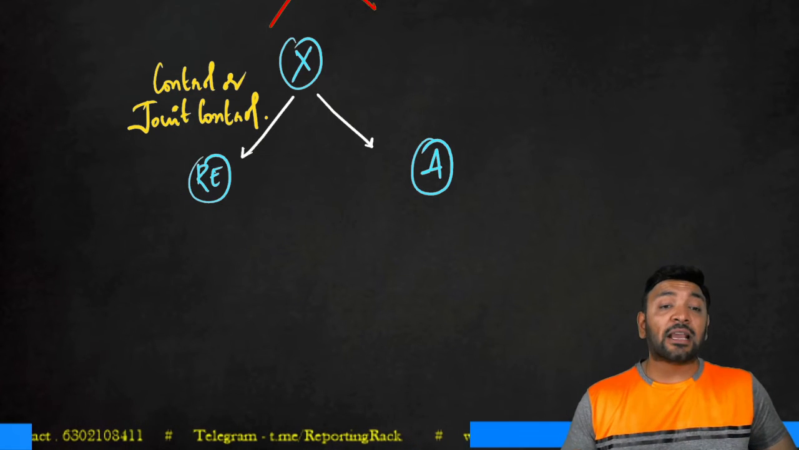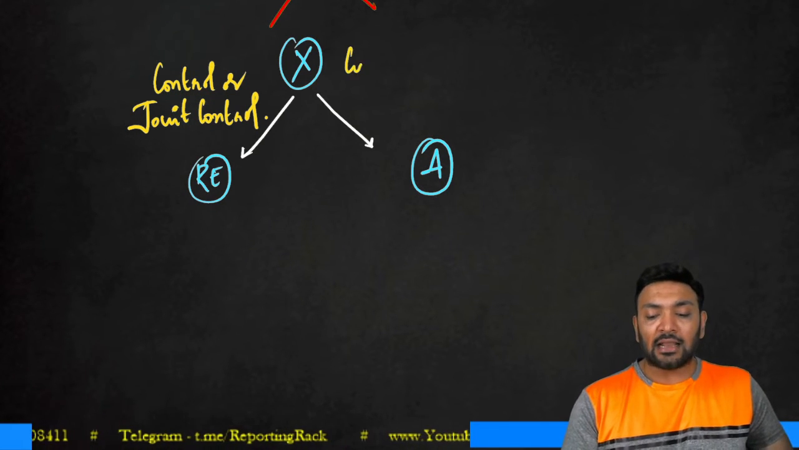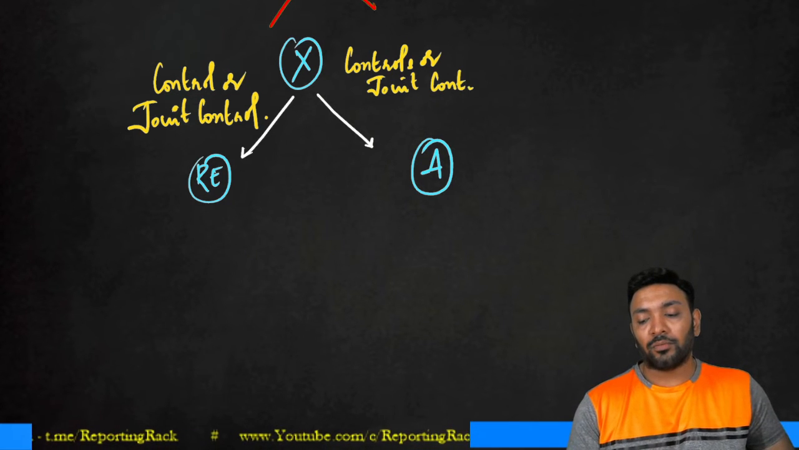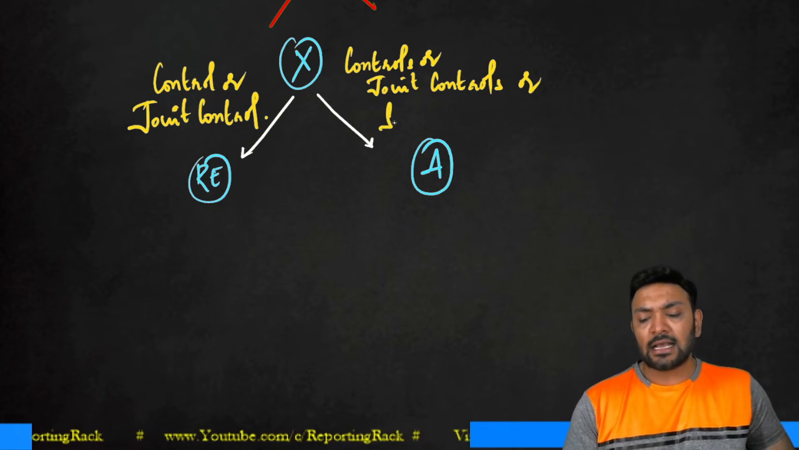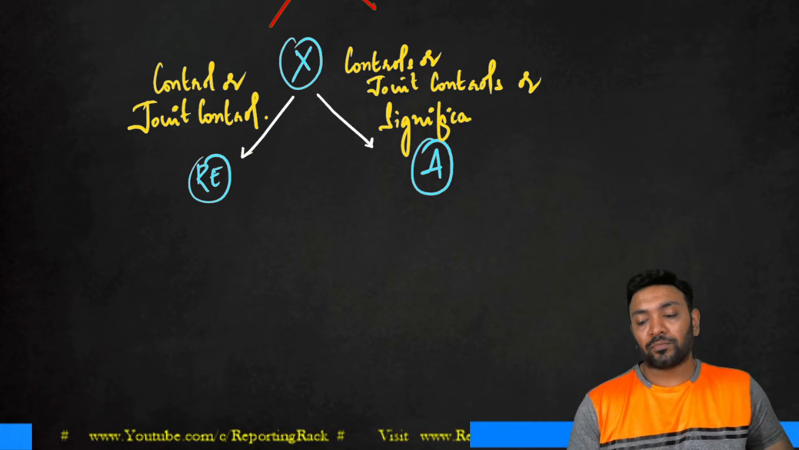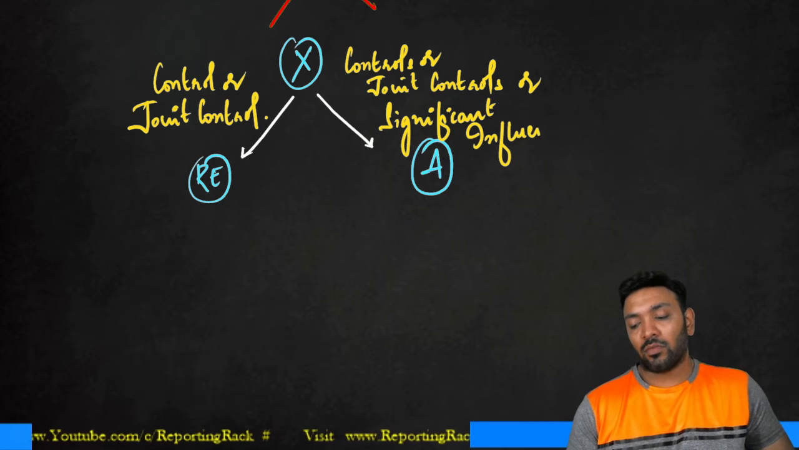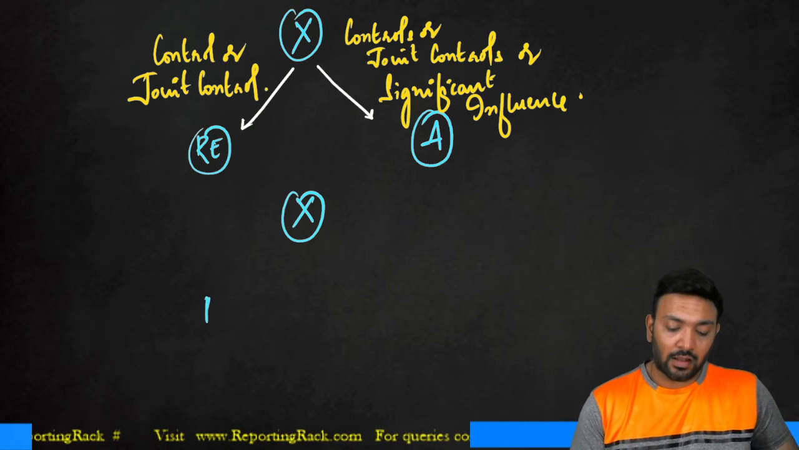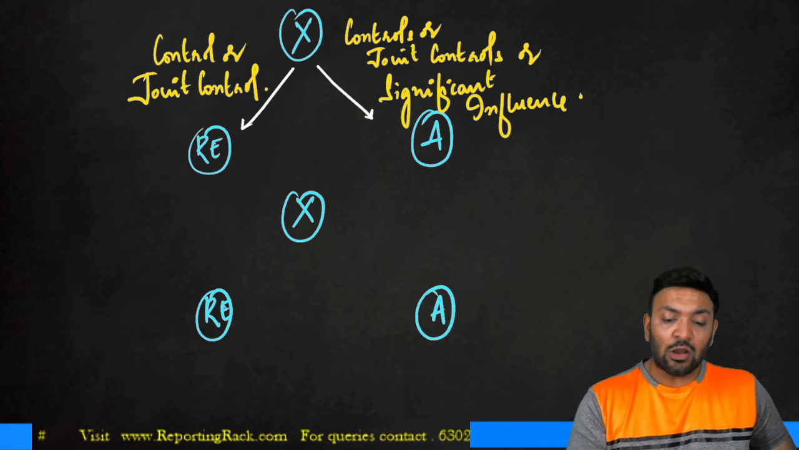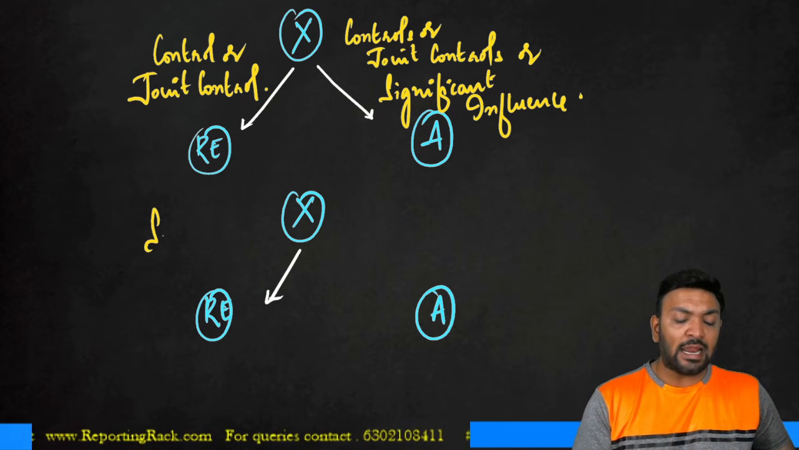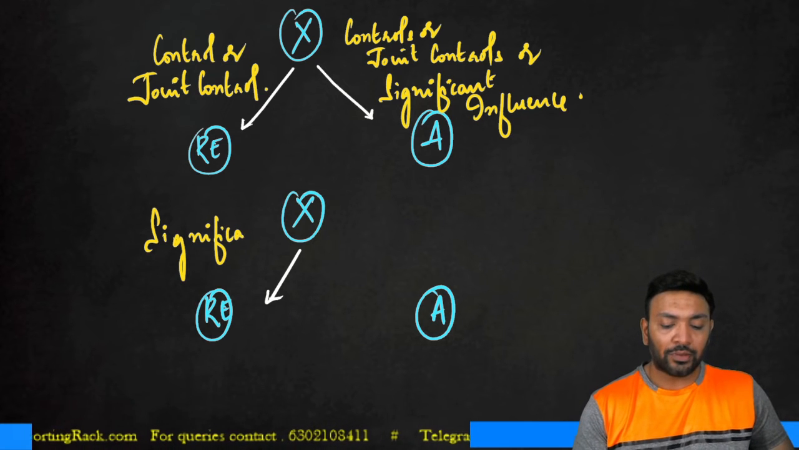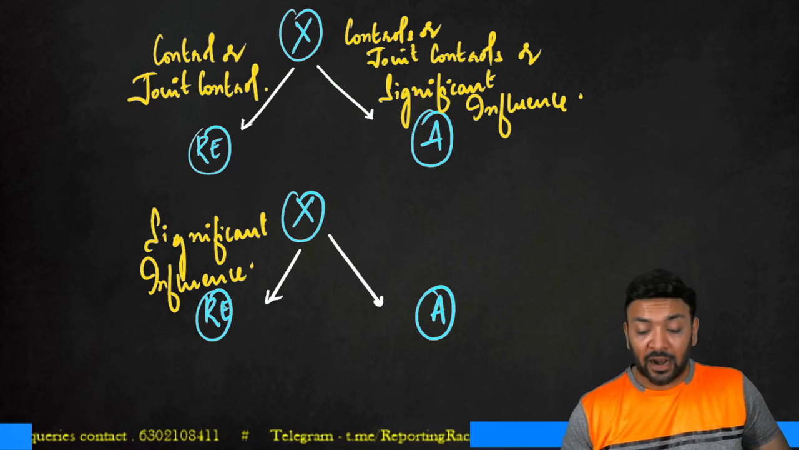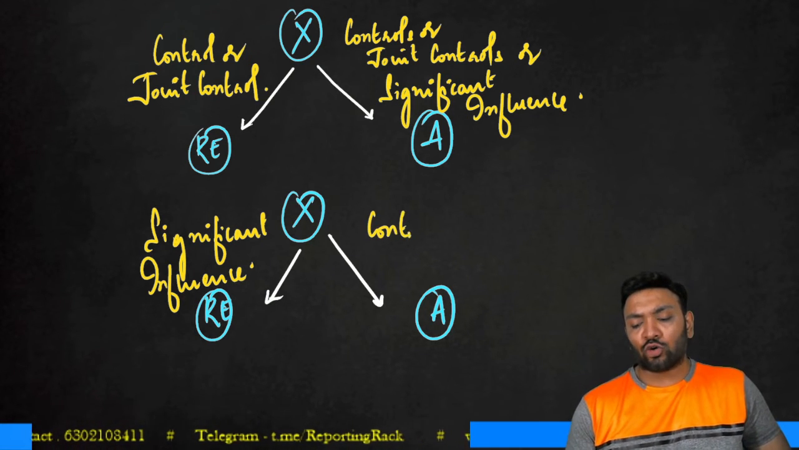then A will be considered as a related party only if X controls or jointly controls or has a significant influence. If in case X in the reporting enterprise only has a significant influence, it does not have a control or joint control, then I will consider A as my related party only if I can have a control or joint control.